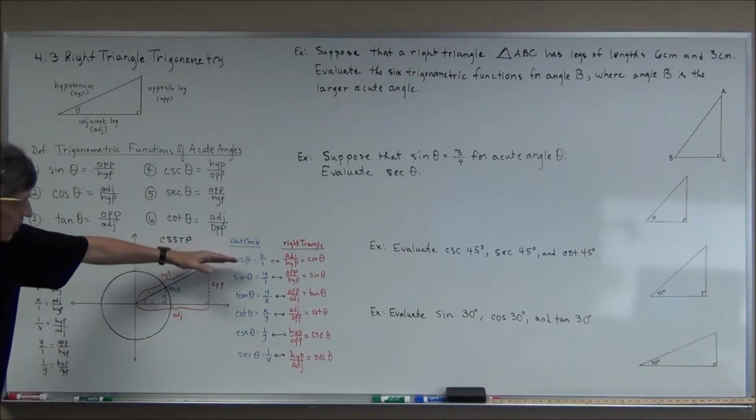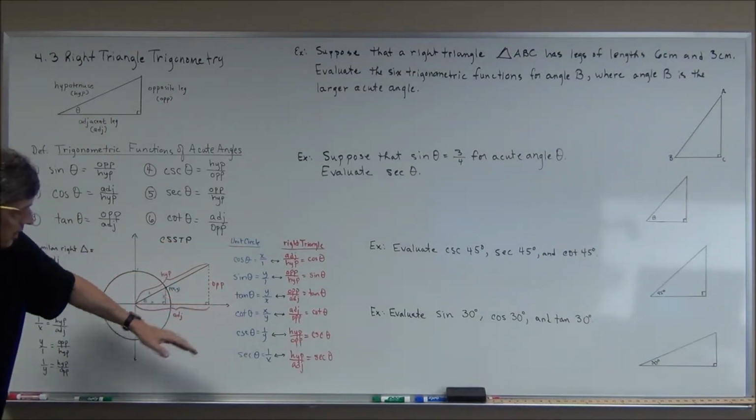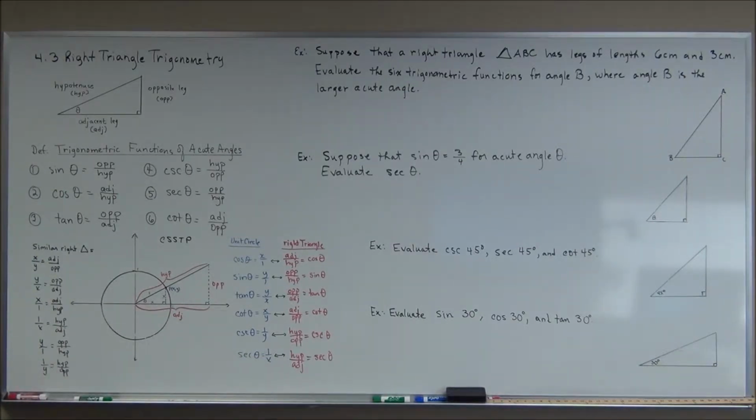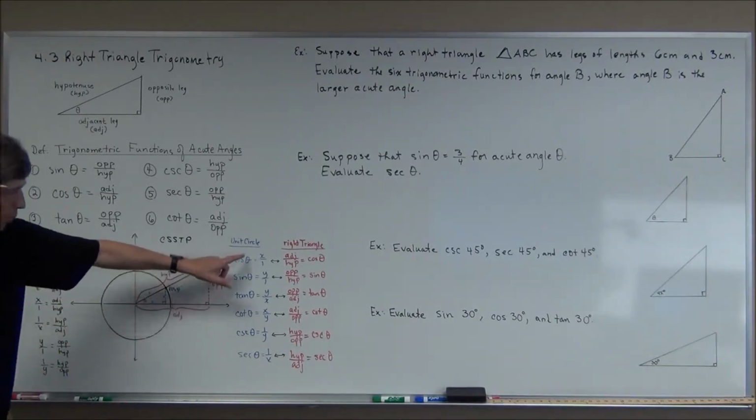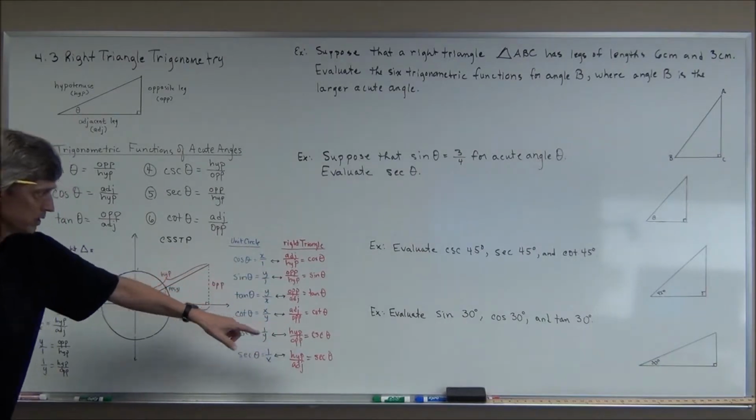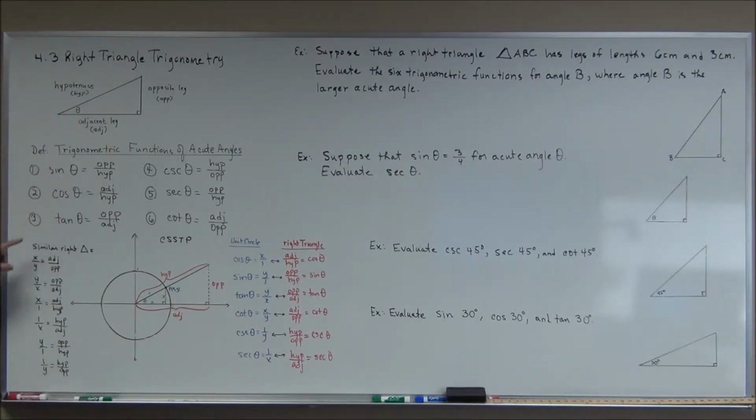And I've got them here lined up: cosine, sine, tangent, cotangent, cosecant, and secant. The ones from the unit circle match up to the ones in this right triangle definition because of the similarity of the 2 triangles and because of CSSTP, good old Mr. Haydn: corresponding sides of similar triangles are proportional.